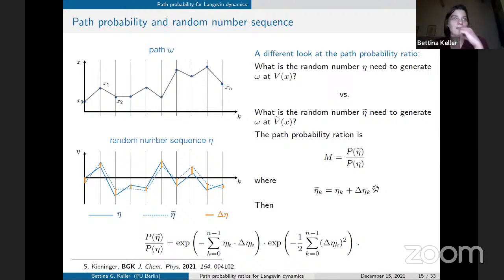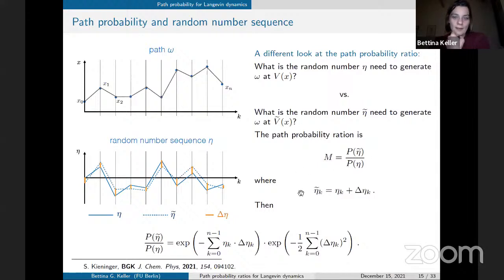So we can look at this like this as well. Here's the path that you have generated, and you would like to reweight this. You have generated this at the simulation potential, and you would like to reweight this to the target potential. Here in solid, we have the random numbers that are needed to generate the path at the simulation potential. Then here, the dotted lines are the random numbers that are needed to generate the path at the target potential. And if you take the ratio of these two probabilities, you get the path probability ratio M that you would need to reweight your transition counts.